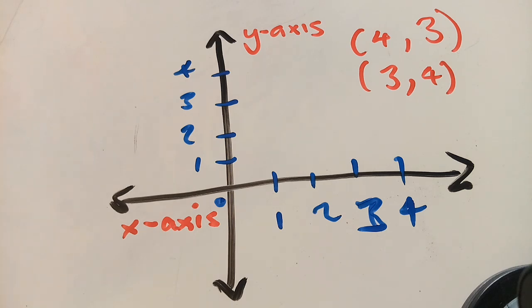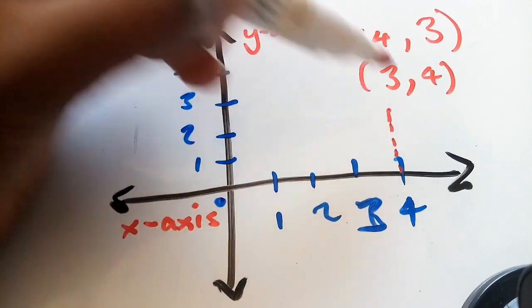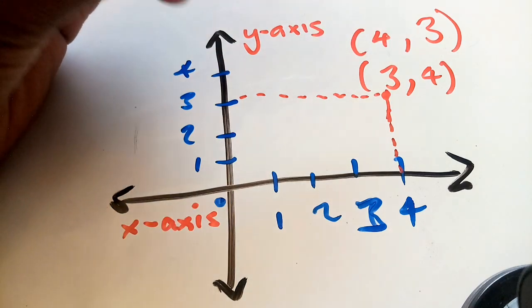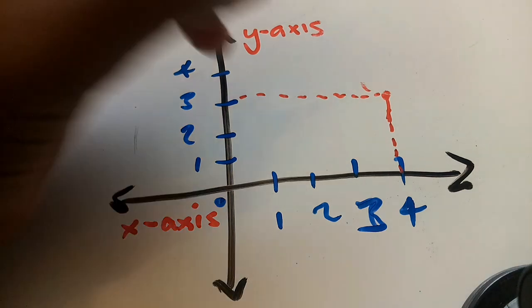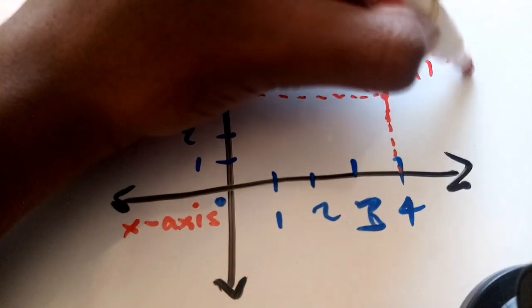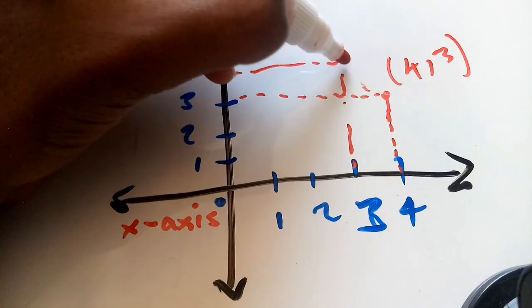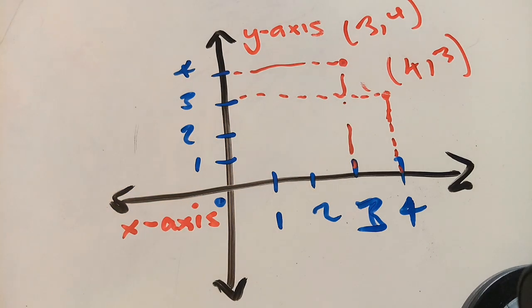Now, when we're plotting these on the graph, we have to note this. So we have 4, 3. When we're plotting, we always have to start from our x-axis. So we have 4. 4 is over here and 3 is over here. If we plot 4, 3, it would give us a point where the two coordinates intersect. So this point over here shall be 4, 3. And then we had 3, 4. So 3, 4 will be over here. Those are our two sets of plotted coordinates.